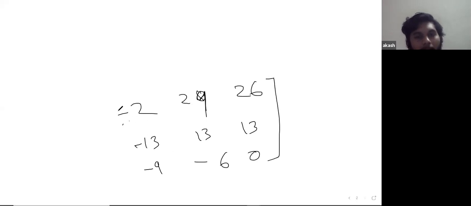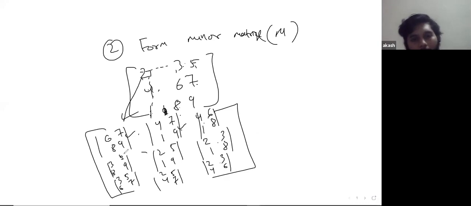Tell me when you get this matrix. All right. This is the matrix of the minors of the given matrix. This is the given matrix. Okay. Just calculate all this, then text me.